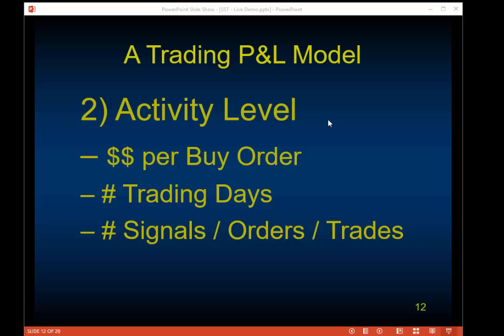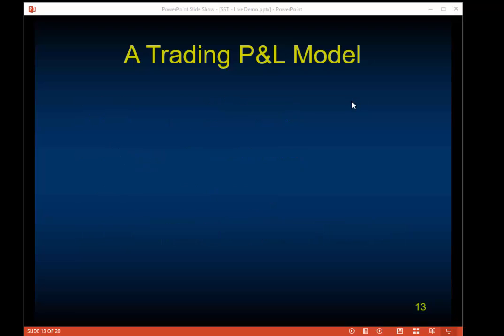Second, you have an activity level for every trading strategy. These are things like the dollars per buy order. Most systematic trading systems will say spend the same amount of money on every buy order. You've got the number of trading days, whether it's 1 or 2 or 5 days a week that you're going to be trading. And then, of course, the ratio of signals to orders to trades, especially this ratio of orders placed into executed trades, or the execution rate.